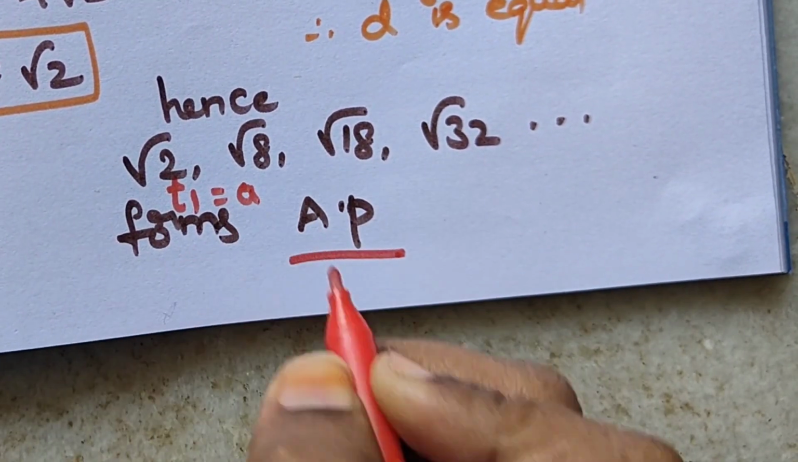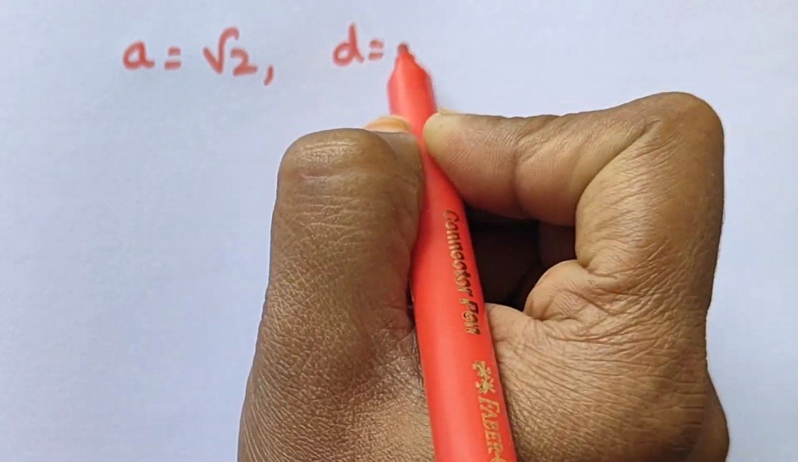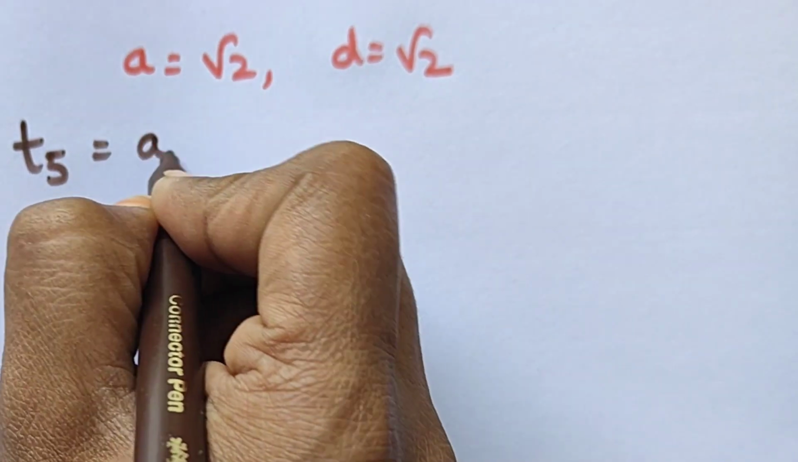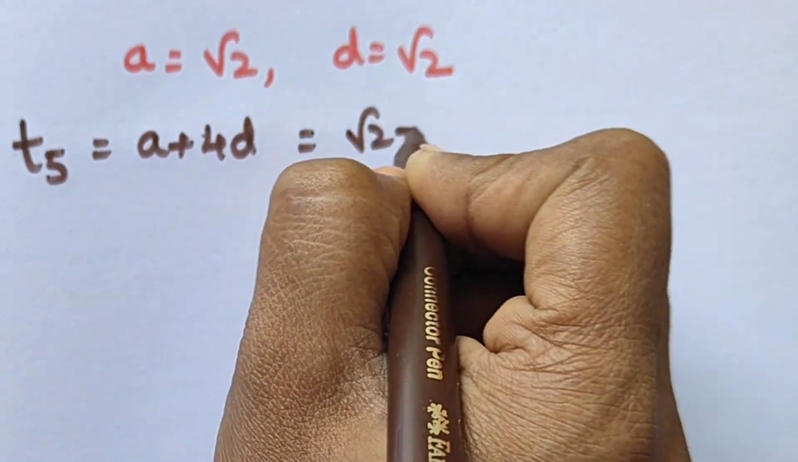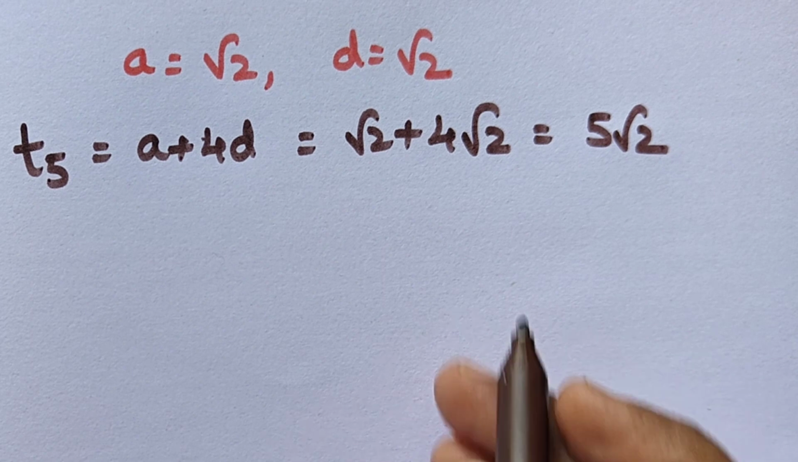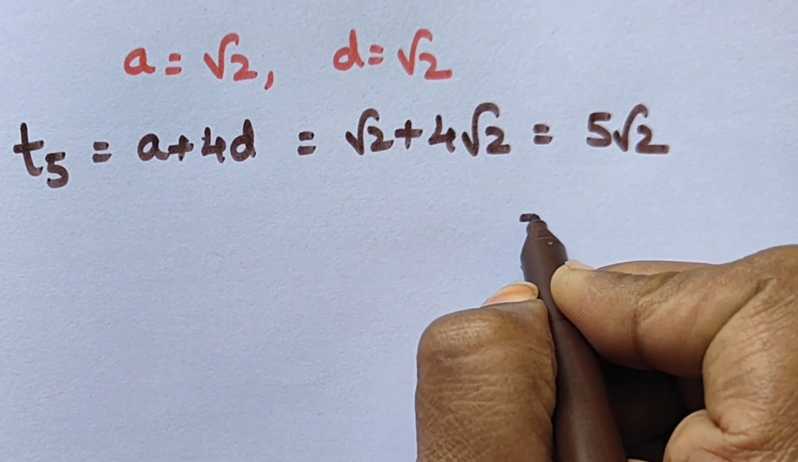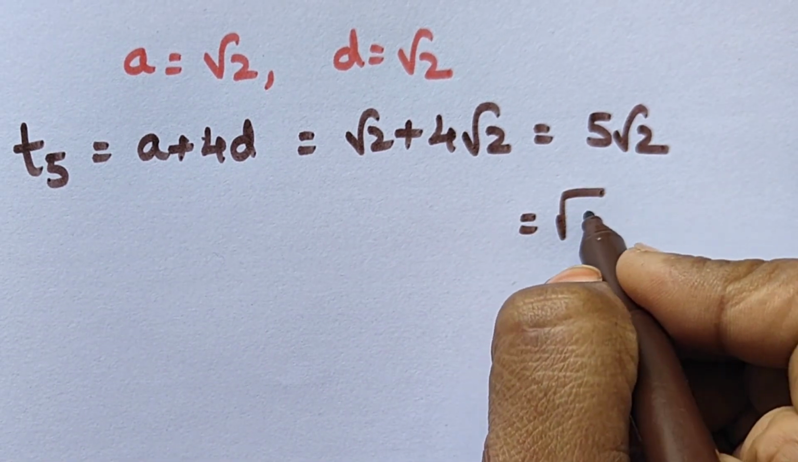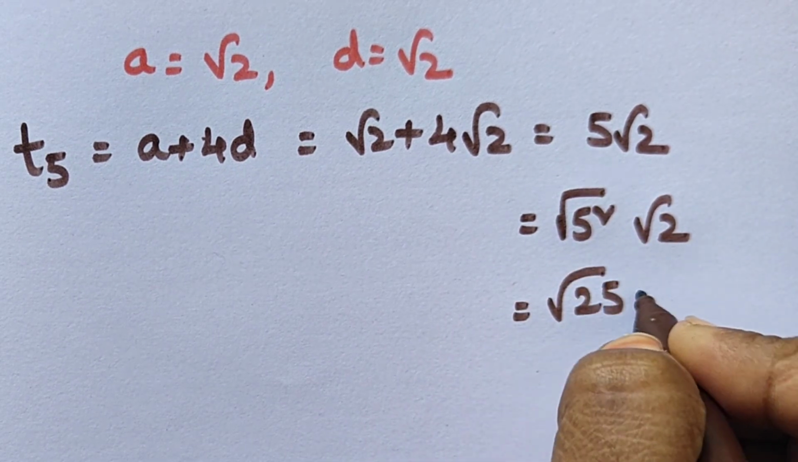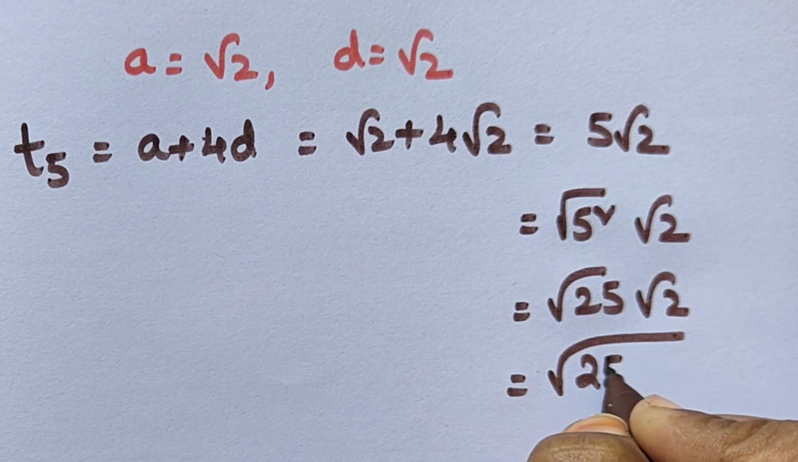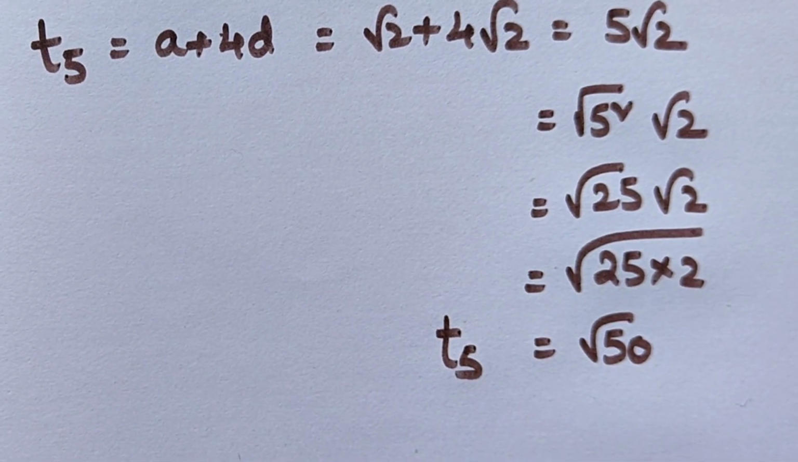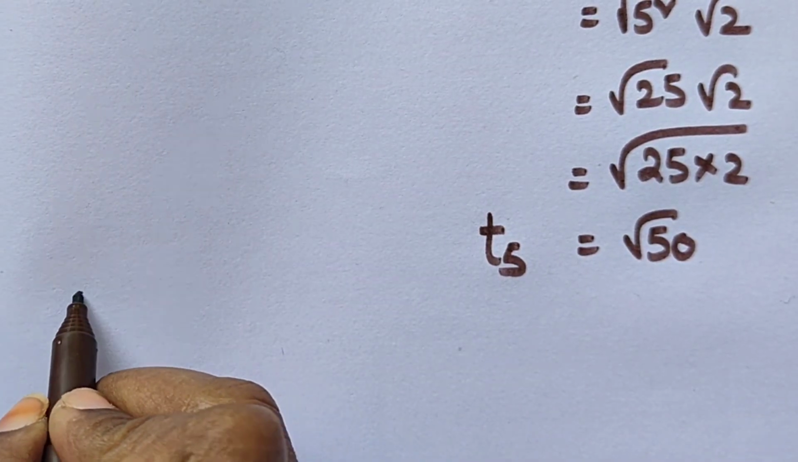Term 1, a value is root 2. D is root 2. A is root 2 and D is root 2. Next, term 5 is equal to a plus 4d: root 2 plus 4 root 2, we have 5 root 2. I have to write 5 as root 5 square. Square and root are cancelled, remaining 5 is there. Root 5 square is root 25 into root 2. Root a into root b is root of ab. Root of 25 into 2, root 50. Term 5 value is root 50.